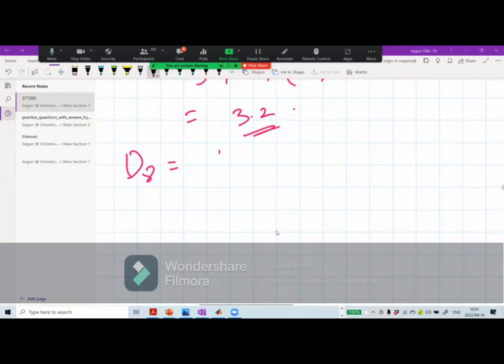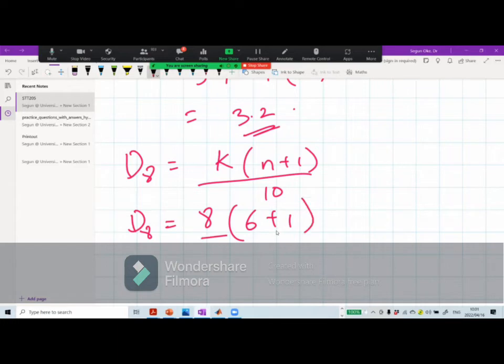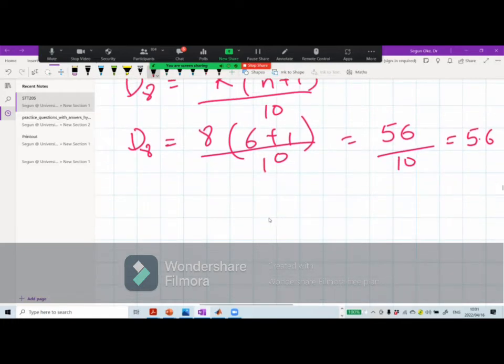The formula is D_K equals K times (n plus 1) over 10. And D8 will be K is 8, times 6 plus 1, divided by 10. What's the answer? 7 over 10, equals 56 over 10. Somebody says 56 divided by 10 is equal to 5.6. Yes, 5.6. Now, so we have the 5th position plus 0.6 in brackets. Remember, this is the 5th position. Yes, 6th minus.